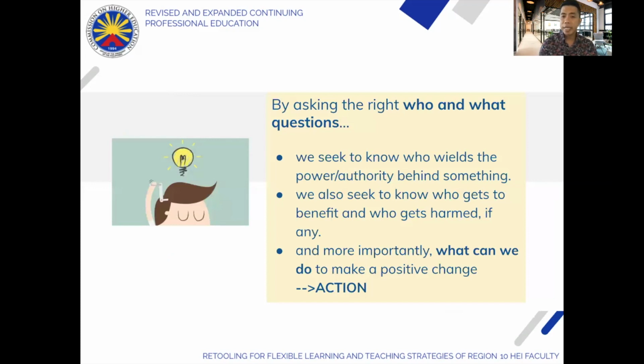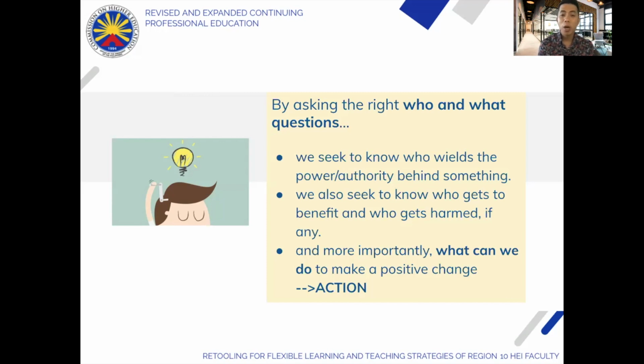Now, by asking the right who and what questions, we seek to know who wields the power and authority behind something, right? So we think about that. At the same time, we also seek to know who gets to benefit and who gets harmed, if any. Again, we have to weigh these things when we're taking actions. At the same time, and more importantly, what can we do to make a positive change, right?